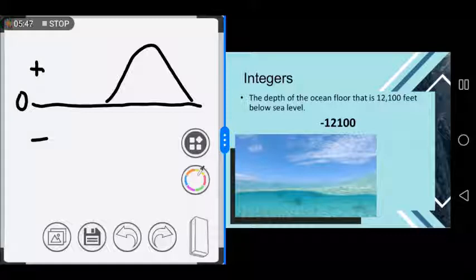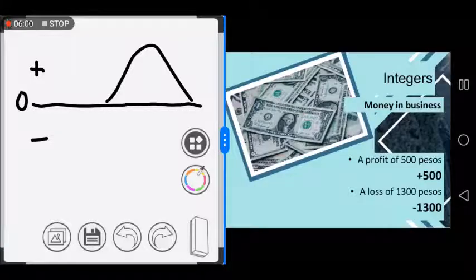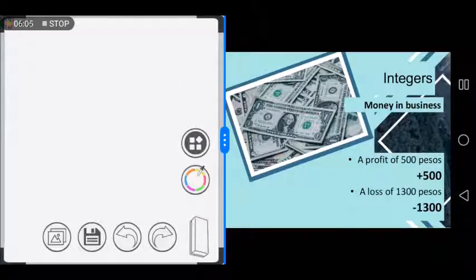Another example, the depth of an ocean floor is 12,100 feet below sea level. It's represented as negative 12,100. In money, if you got a profit, in Tagalog, tumubo ka ng 500 pesos sa iyong pagbebenta, you have positive 500. And if you have a loss of 1,300 pesos, ibig sabihin nalugi ka ng 1,300, it's negative 1,300.